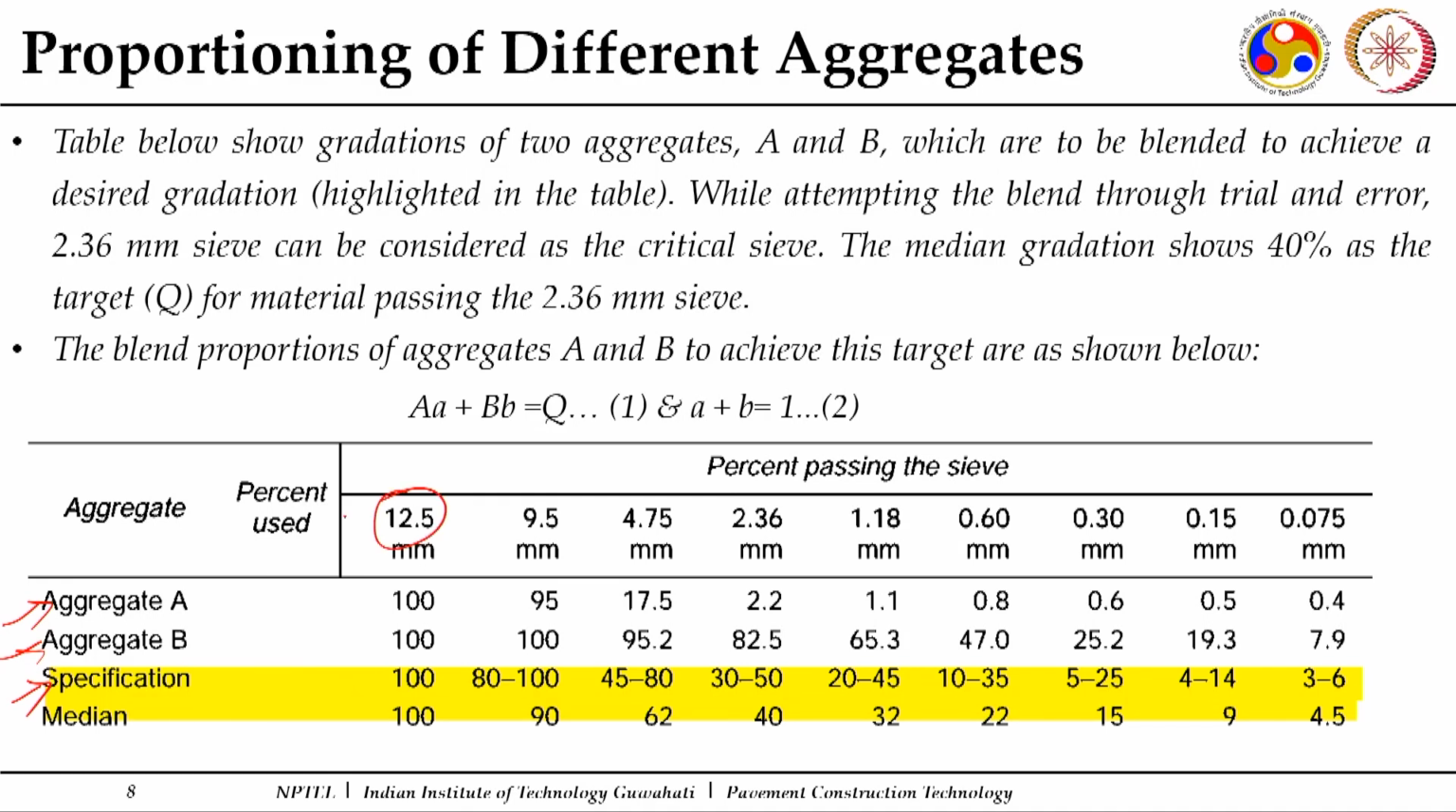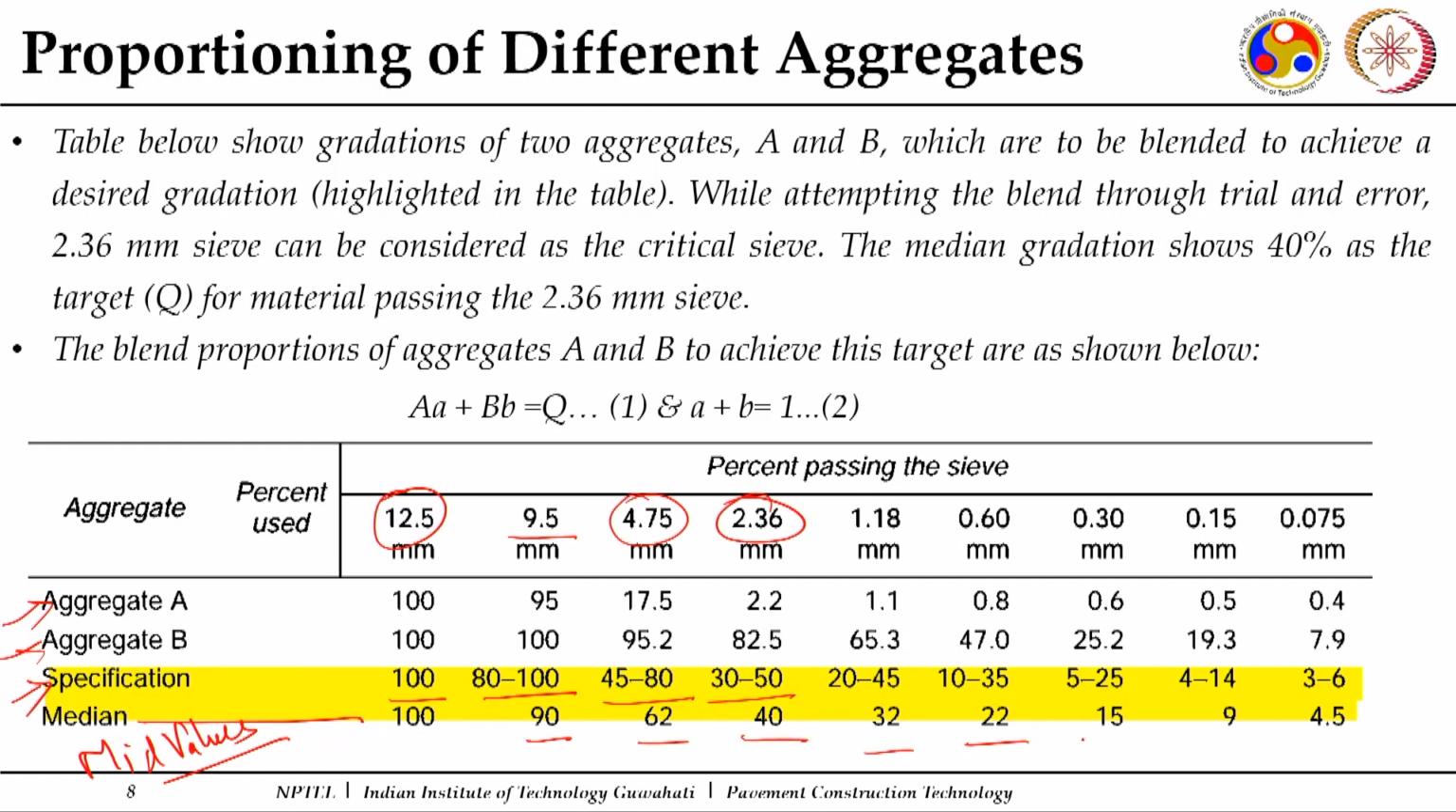For the 12.5 mm sieve, 100% material should pass. For 9.5 mm, 80 to 100% material should pass. Simultaneously I am writing the mid values also. My mid value here is 100, since 100% should pass. For 9.5, 80 to 100, my mid value is 90. Then for 4.75, 45 to 80% material should pass, so approximately 17 has to be added, and I can round it off to 62% passing. Similarly, 30 to 50 should pass through 2.36, so 40% is the mid value.